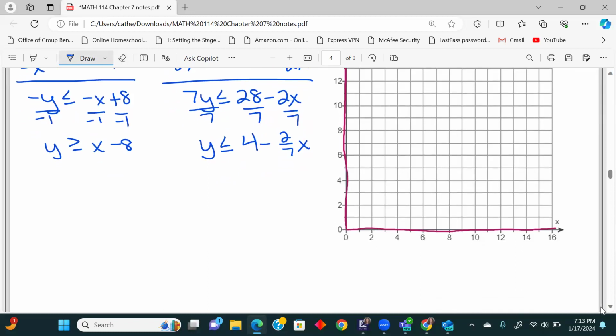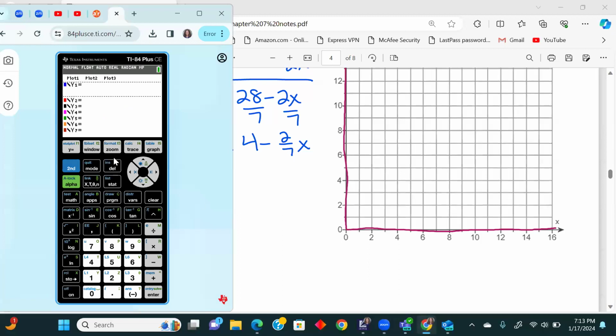So let's actually use the calculator, and you could have done this for the other one as well to find the corner points. Let's hit the y equals, and we solve for y. Then you can graph that and see what it looks like. Now we're only dealing with the first quadrant, so it's going to be right here. I'm not going to adjust the window.